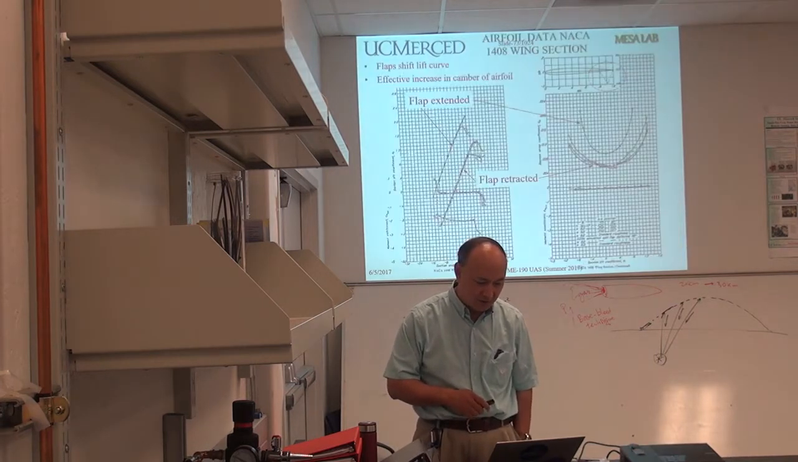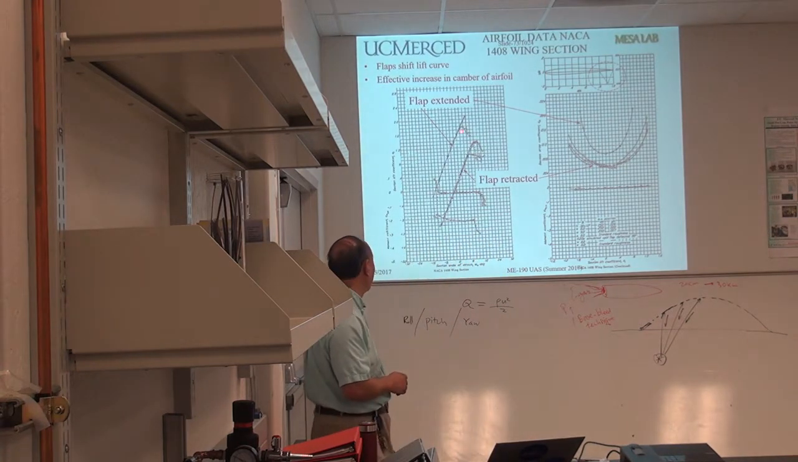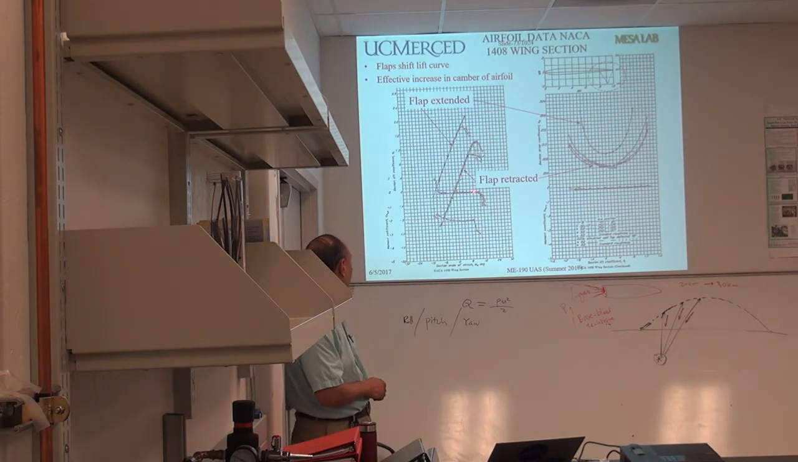So the following is a curve that shows you the flap extended and flap retracted. So you can see this is the angle of attack, alpha. This one is the section lift coefficient. So extended, the lift is much higher. Okay, much higher.